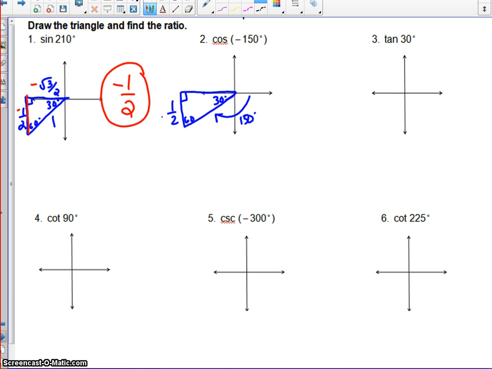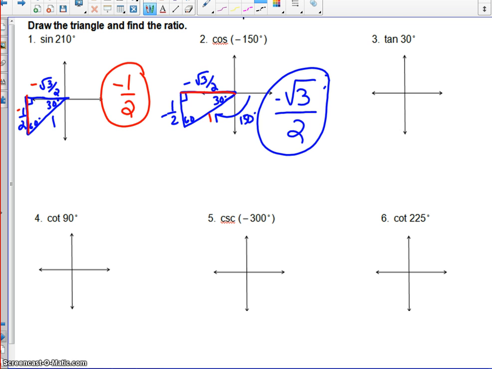Across from the 30, a lot like the one we just did, is 1/2. Across from the 60 is square root of 3 over 2. Here we're looking for the cosine. The cosine, if you remember, is adjacent over hypotenuse. Here's my adjacent. My hypotenuse is 1. Cosine is also known as the x value. In this case, sorry, that's negative. It's negative square root of 3 over 2. That is our answer there for number 2. Okay? Let's look at number 3.